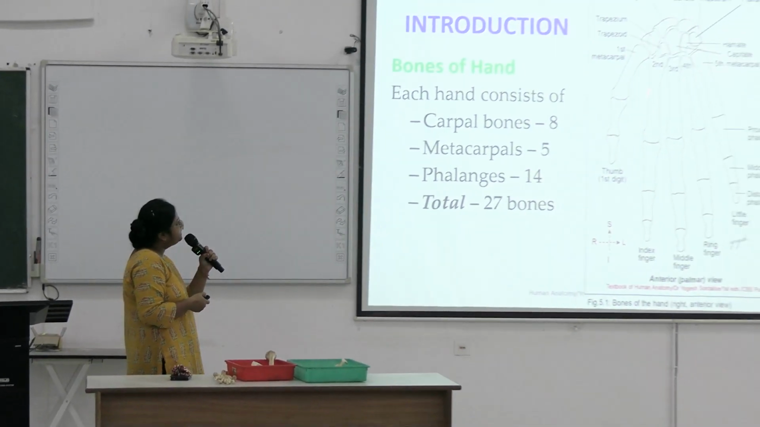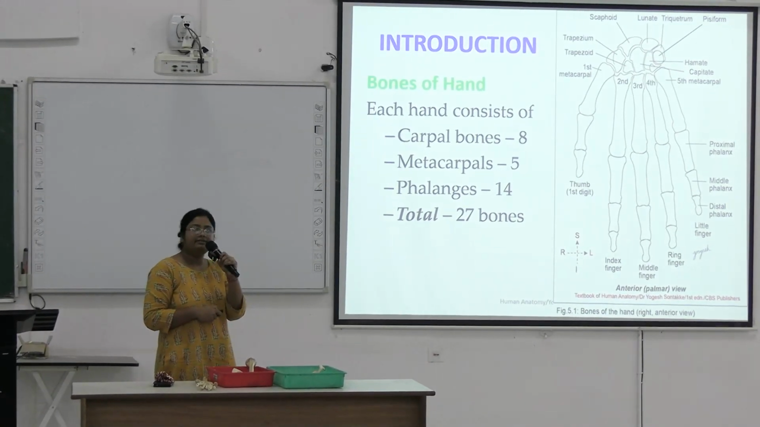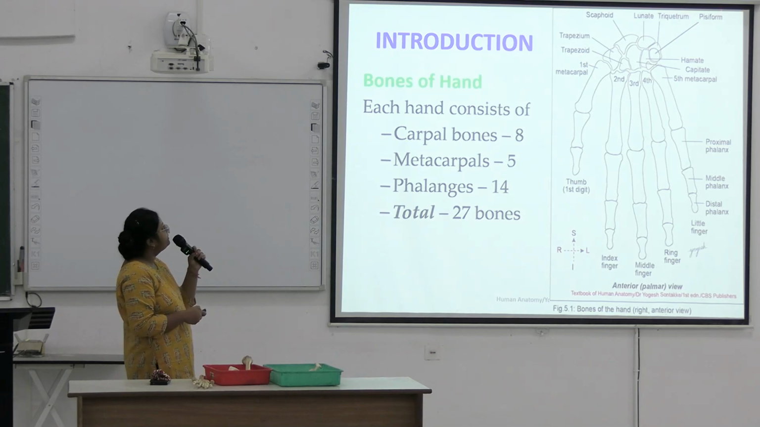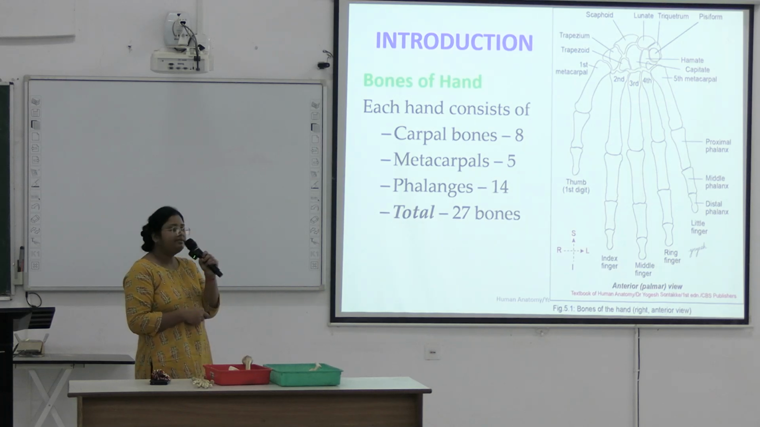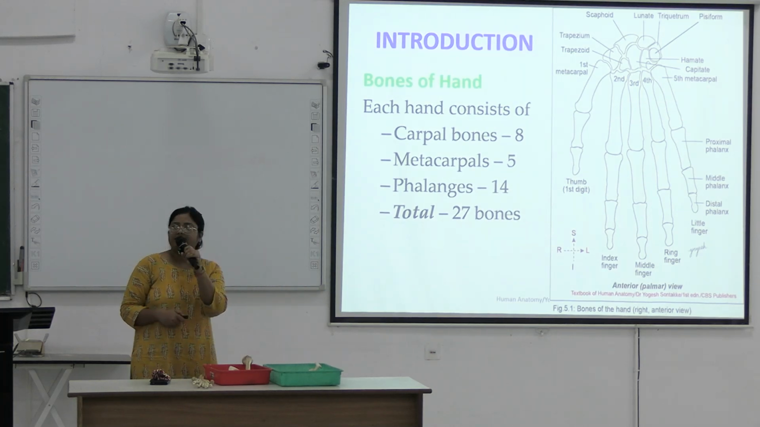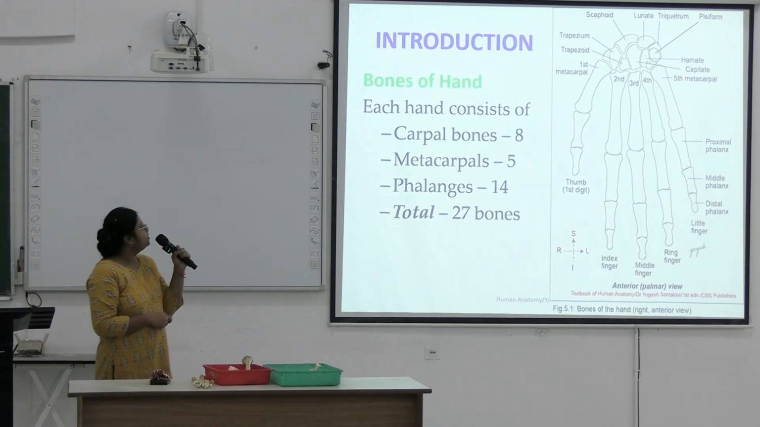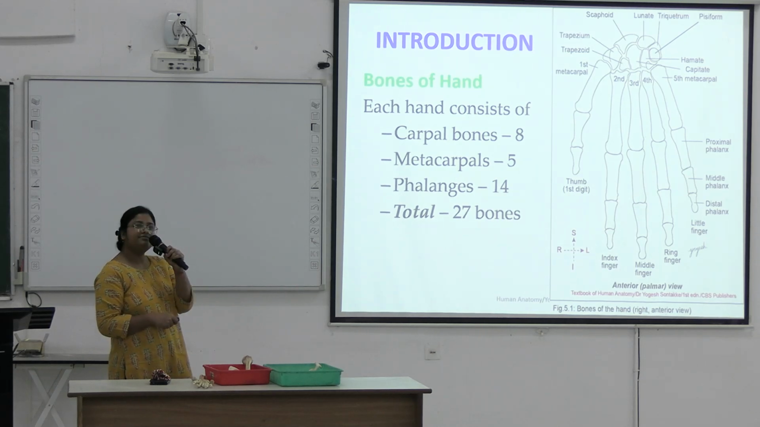So this is a schematic diagram of the skeleton of the hand. It consists of carpal bones, which are 8 in number, metacarpal bones, which are 5 in number, and phalanges. Phalanges are a total of 14 in number: 2 for the thumb and 3 each for the rest of the fingers.